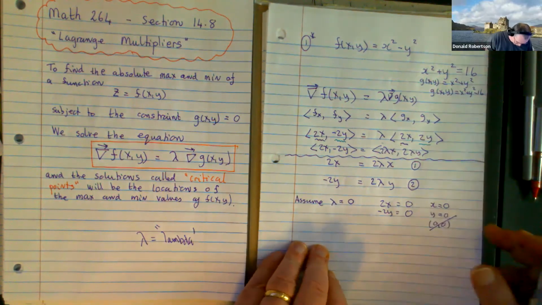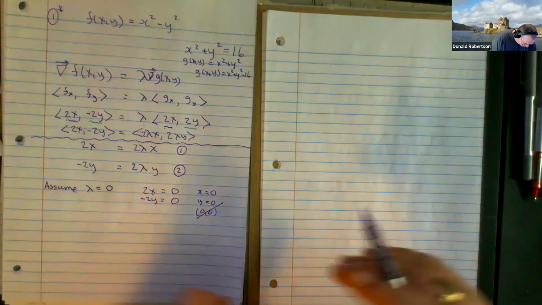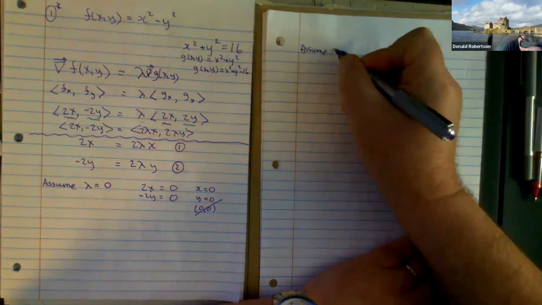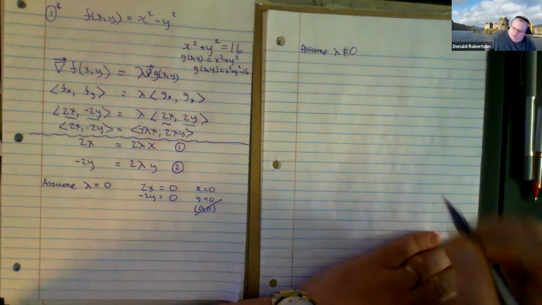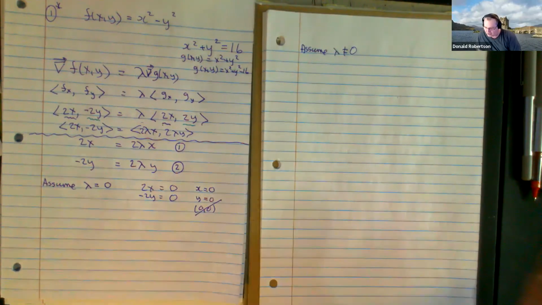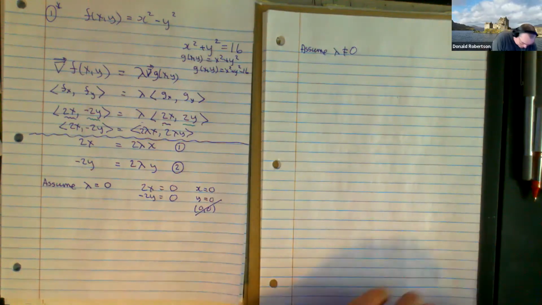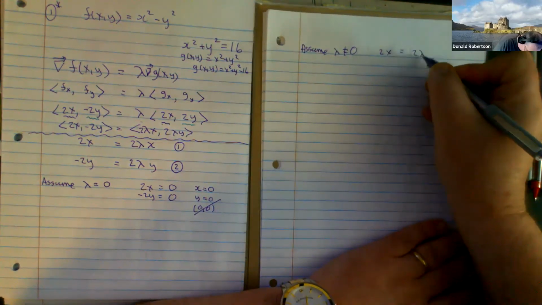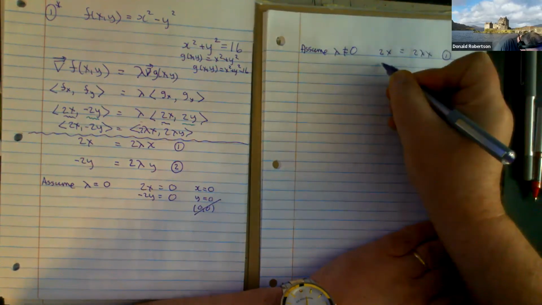Well, once we've got the assume lambda equals 0 out of the way, which is part of this process, you can now assume that lambda is not 0, which kind of makes sense, right? I've already checked for lambda 0. Let's assume that lambda is not 0. And again, I'm taking this one nice and slowly. There's my equation 1 again.